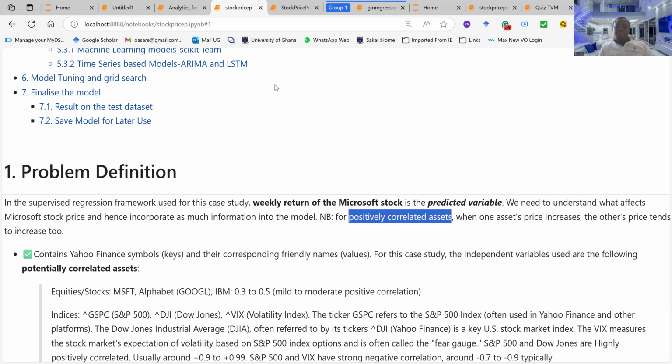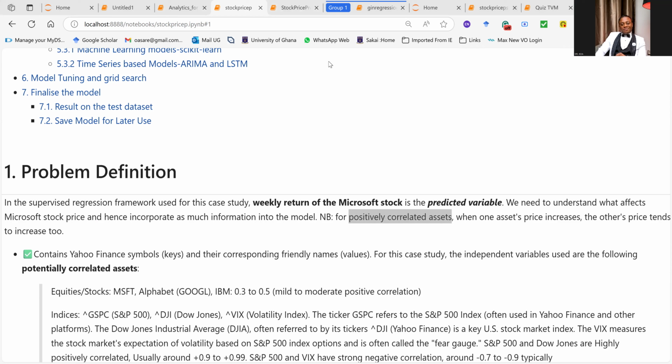When it rises, that of Microsoft's own will also rise. So keep that in mind. But when they are substitutes, it means that when the prices of the other rise, they are still correlated, but they are negatively correlated. So when the prices rise, because they are negatively correlated with Microsoft, Microsoft's prices might fall. We're going to check all of this.